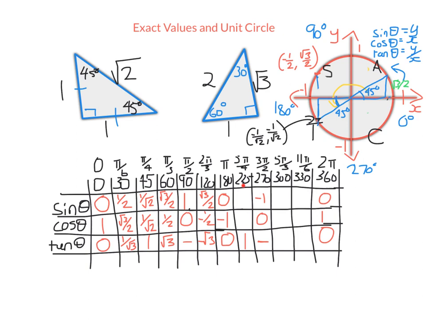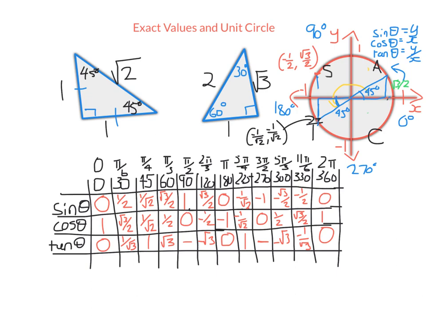Cos of 225, well, it's the same as cos of 45, but now cos is negative in this quadrant. So cos is the x value of that point, and sine is the y value. And we can do similarly for 300 and 330. So we've now filled our tables with a lot of exact values.